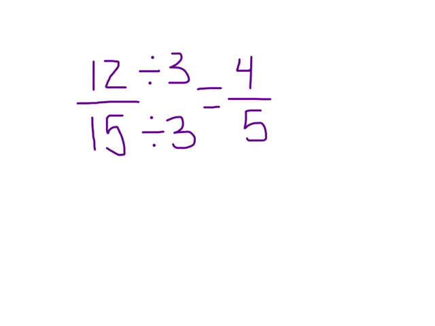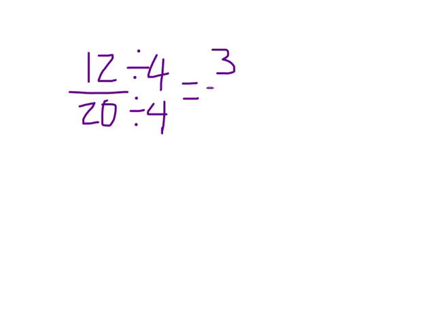12/15. First I need to think about what goes into both 12 and 15. Which one can I divide both 12 and 15 by? I can divide both 12 and 15 by 3. What's 12 divided by 3? It's 4. What's 15 divided by 3? It's 5. 12/15, written in simplest form, is 4/5. Let's look at another example.